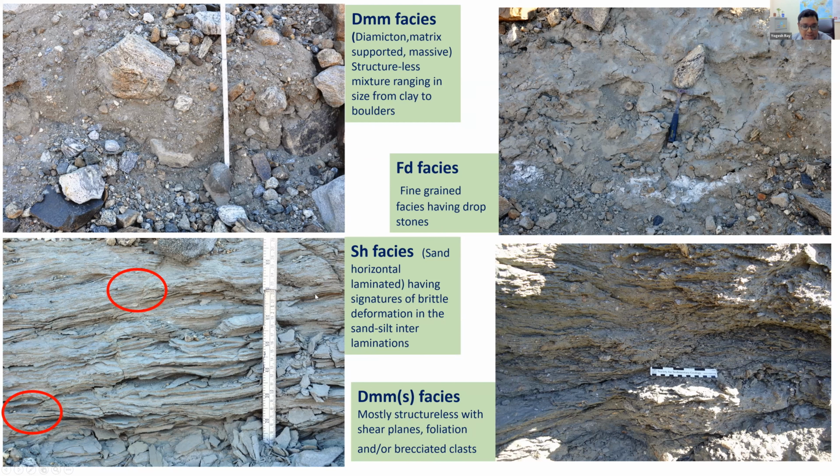Then the SH facies, which is the sand horizontal facies, shows penecontemporaneous deformation, or we may say soft sediment deformation structures. You can see normal faults in between the sand and silt interlaminations, and DMM facies, which is mostly structureless, have shear foliation planes and brecciated clasts. Again, these are some of the other facies in this location.